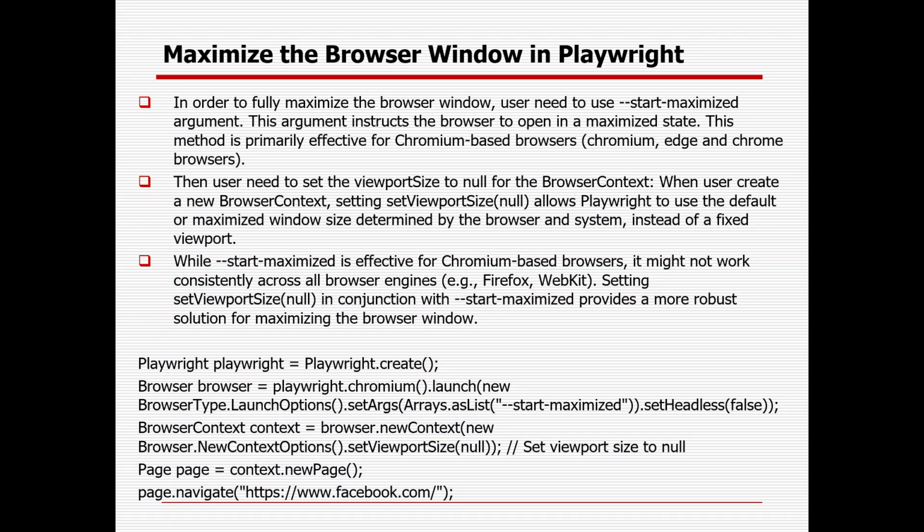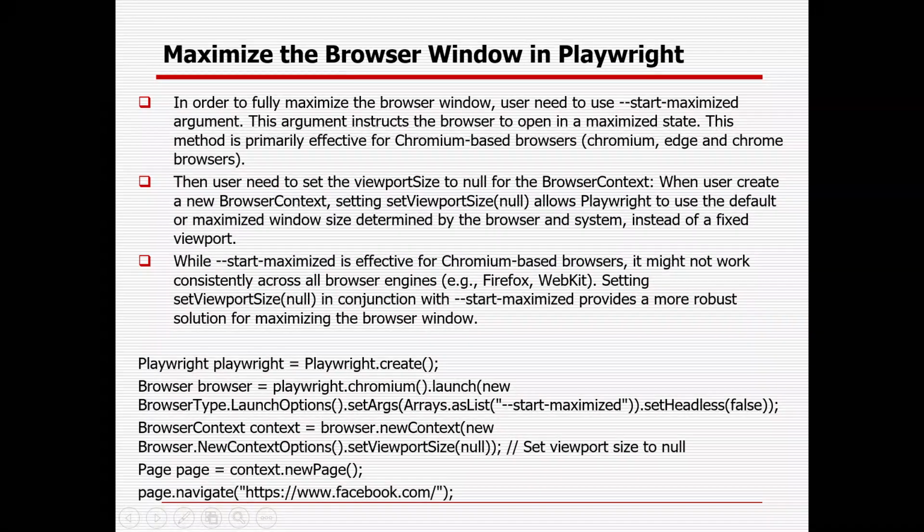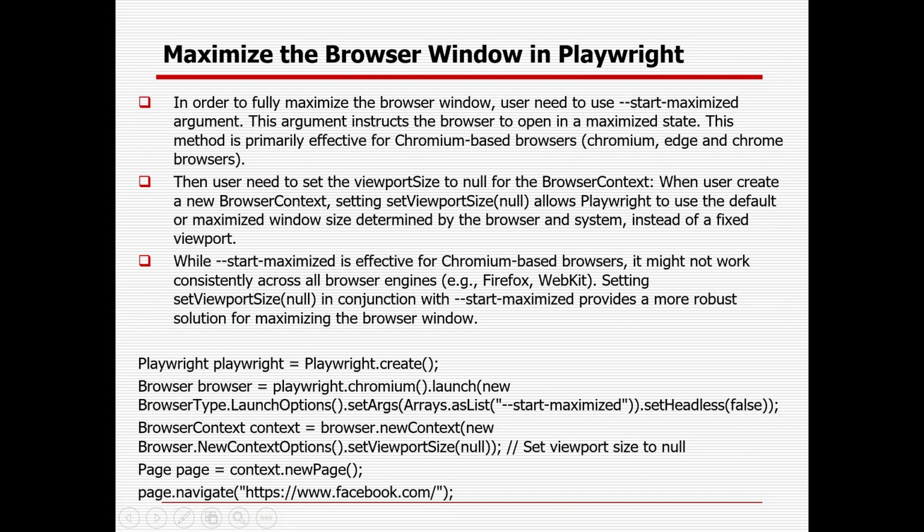So if you want to maximize the browser window in Playwright, especially for Chromium based browsers like Chromium, Chrome or MS Edge, you need to additionally follow these two steps. Whatever you are following already for the browser part, you need to add a new thing called set args, Arrays dot asList, within double quotes, within the brackets, hyphen hyphen start-maximized. And you need to create a browser context with the help of the browser object, browser dot new context, with new context options, set viewport size to null. After that, whenever you are creating the page object, you need to use the browser context object. After that, you can navigate to a page.